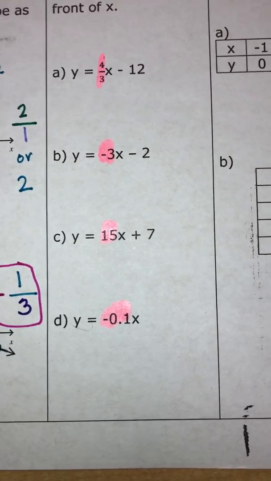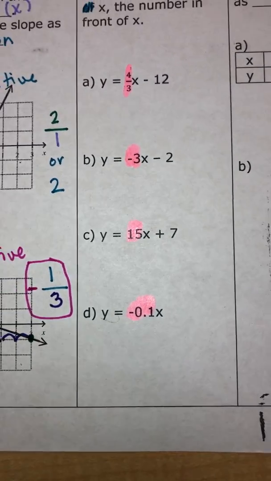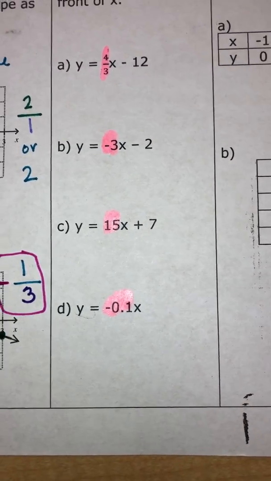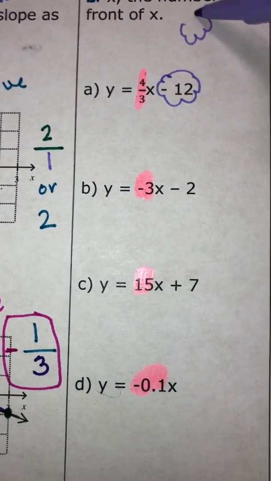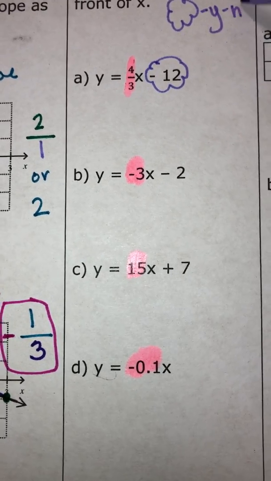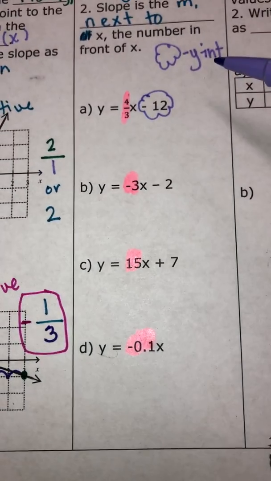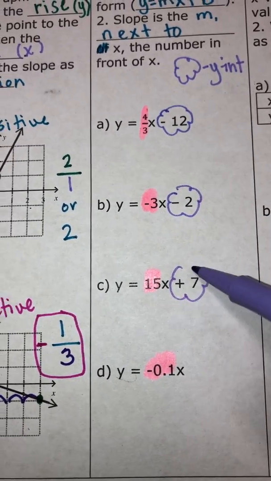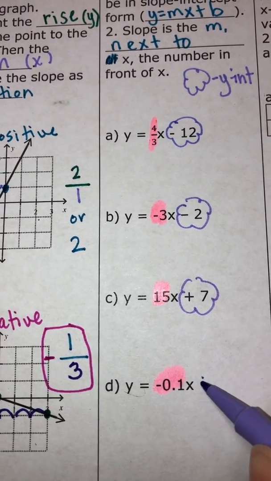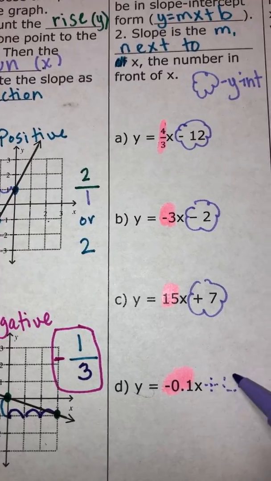Now, if you wanted to practice the y-intercept, well, the y-intercept is the other number, the one that doesn't have an x. So in this case, I'm just going to make a little note. These are the y-intercepts. So negative 12, negative 2, positive 7, and 0.